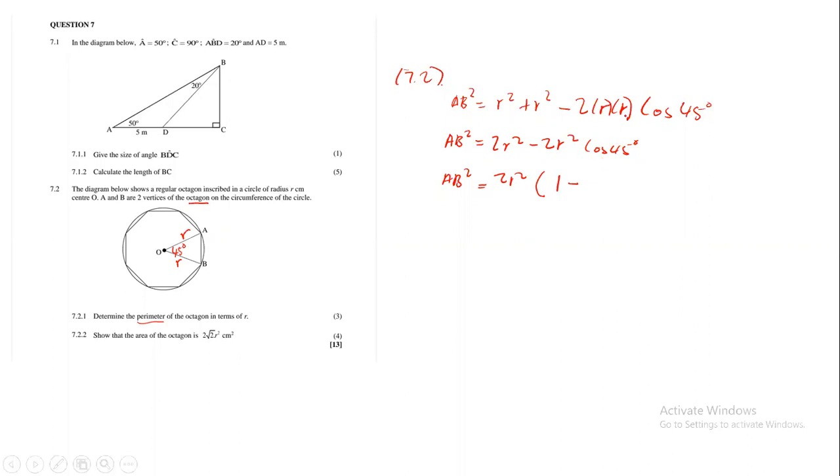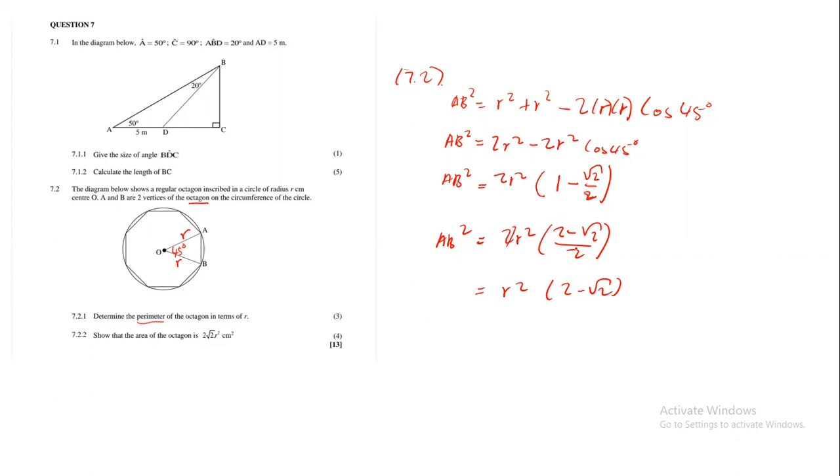But now remember, what is cos 45 degrees? You can just punch it on your calculator. It's root 2 over 2. So here I'm left with root 2 over 2, and then close bracket. Therefore AB squared is equal to 2R squared. When I punch this on my calculator, 1 minus root 2 over 2, close bracket, and then I multiply with 2. That means I'm going to have R squared times 2 minus root 2.